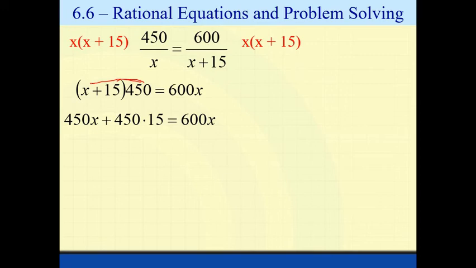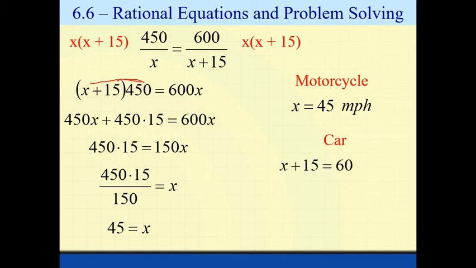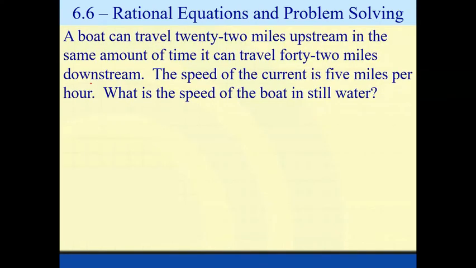Go ahead and solve it. All right, so we'll move our x's to the other side, and then 450 times 15. Notice that the x is 45. Now, what does that 45 mean? Remember, that's the motorcycle. The motorcycle speed was equal to x, so that's 45 miles an hour for the motorcycle, and the car was 15 miles faster. So 45 plus 15 is 60 miles per hour.